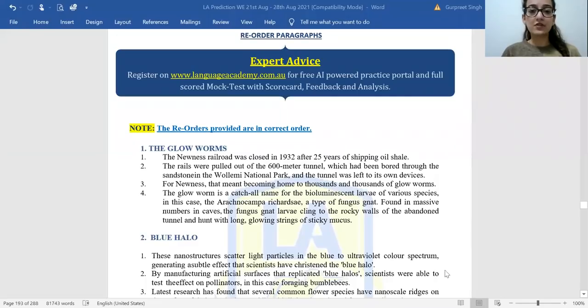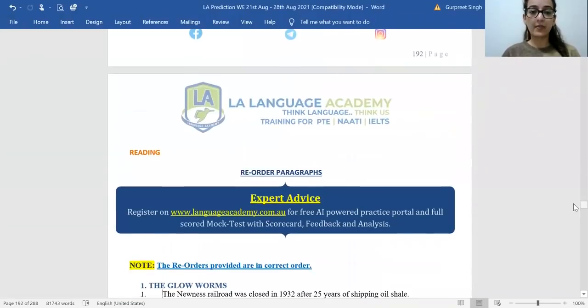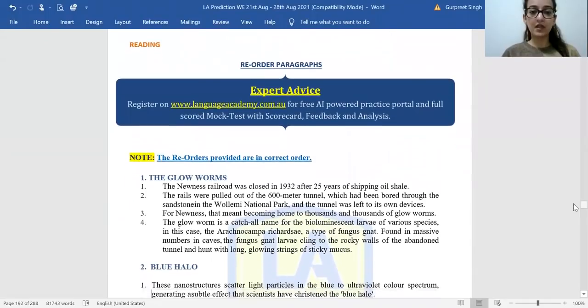And here is the first one. So here is our first question. And I am going to take a marker to highlight all the things that can serve as hints.